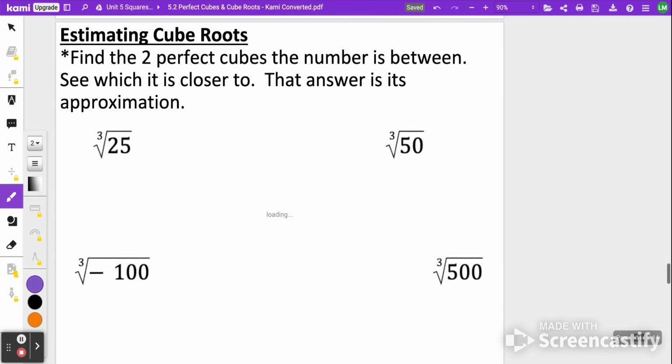The final thing we're going to do, it says find the two perfect cubes that the numbers are between and see which is closer to. That answer is its approximation. So you may want to go back and look at your cube root list for this. Otherwise, let's go ahead and try these and get started.